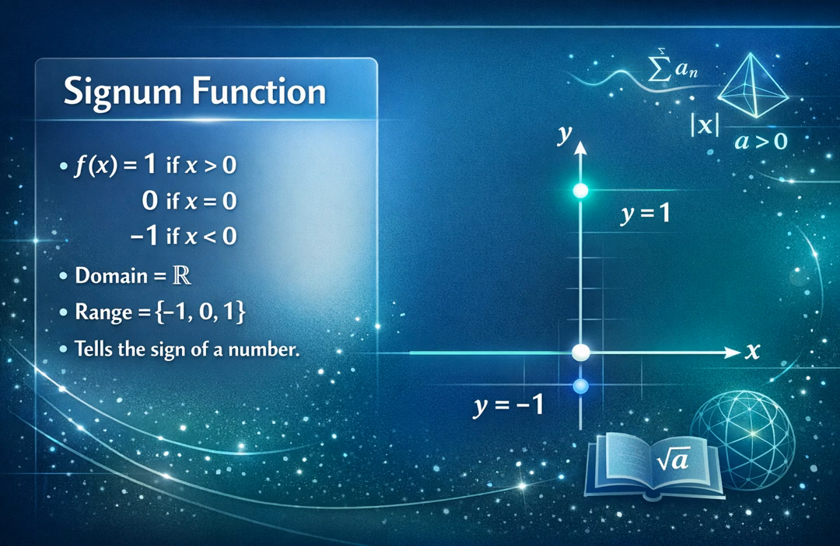The signum function tells you the sign of a number. It returns 1 if x is positive, 0 if x is 0, and negative 1 if x is negative. The domain is all real numbers, but the range is just 3 values, negative 1, 0, and 1. It's useful for determining the sign of any real number.